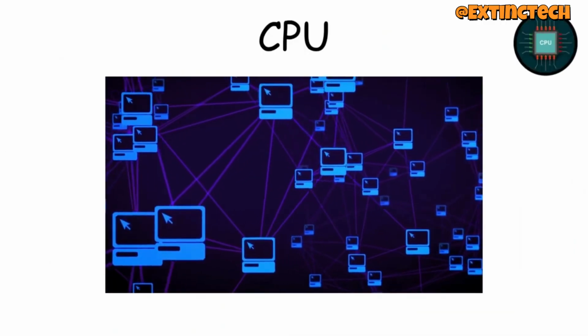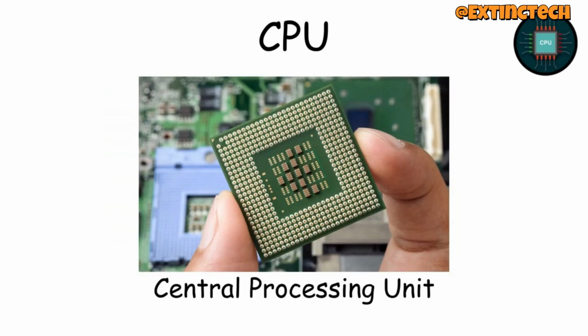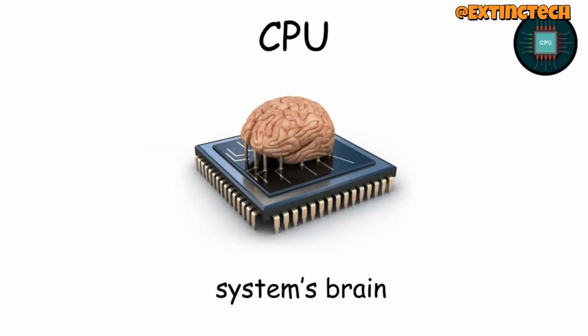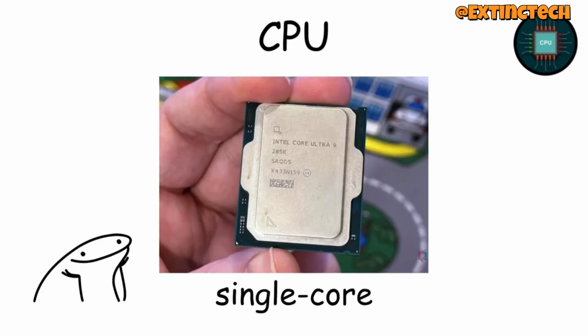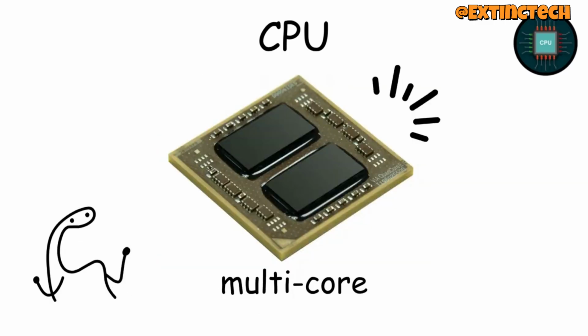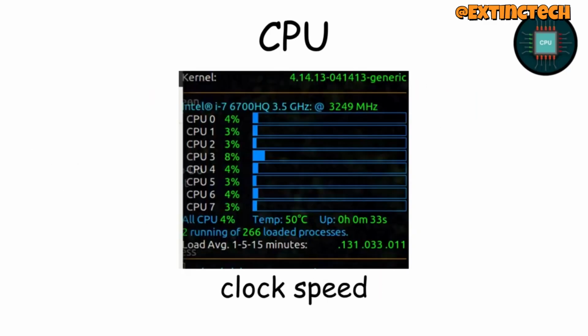CPU. Responsible for nearly every task your computer performs, the central processing unit, commonly known as the CPU, acts as the system's brain. It executes instructions and manages overall operation. These chips have evolved from single-core designs into powerful multi-core processors capable of handling billions of operations per second. CPUs vary in core and thread count, as well as clock speed.